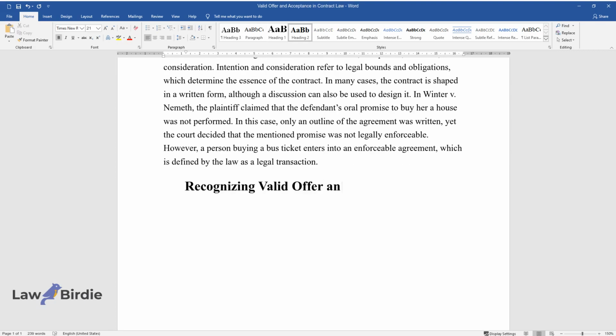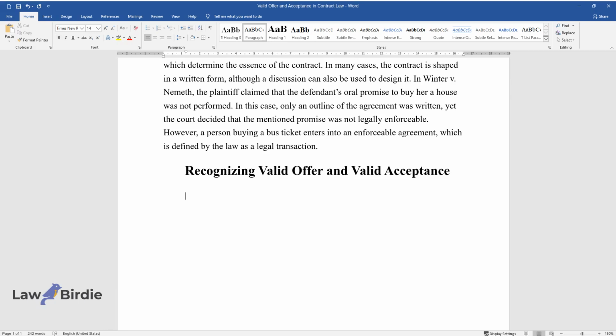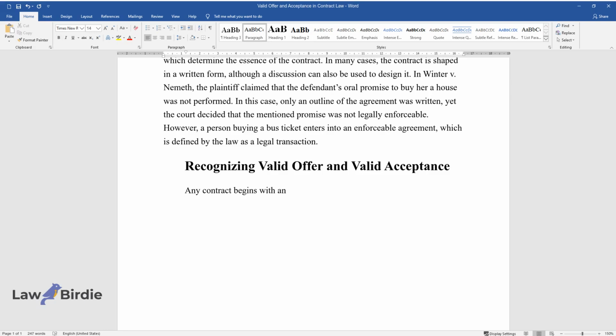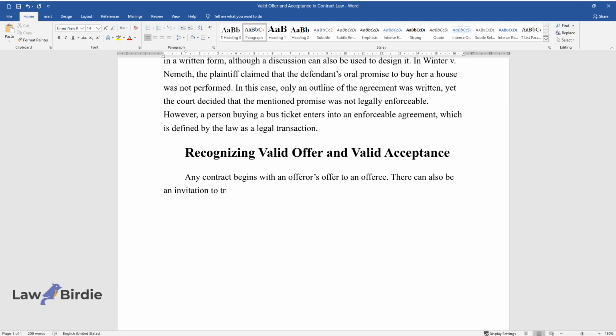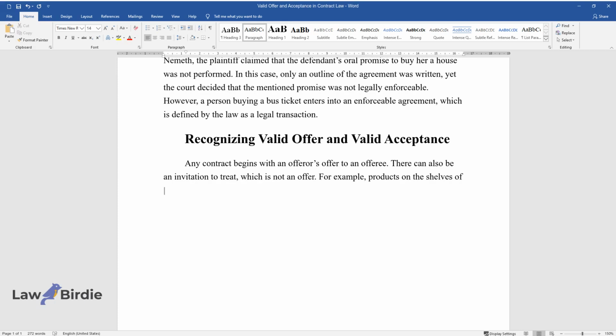Recognizing valid offer and valid acceptance. Any contract begins with an offeror's offer to an offeree. There can also be an invitation to treat, which is not an offer. For example, products on the shelves of a supermarket compose an invitation to buyers to consider an offer.